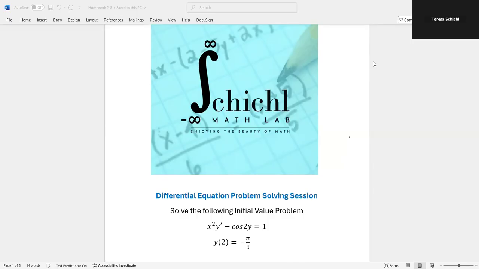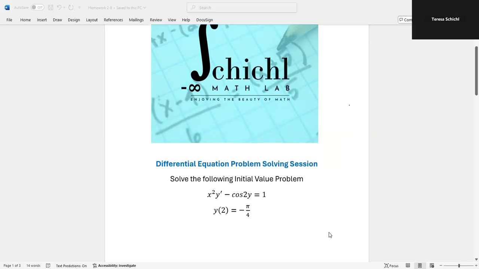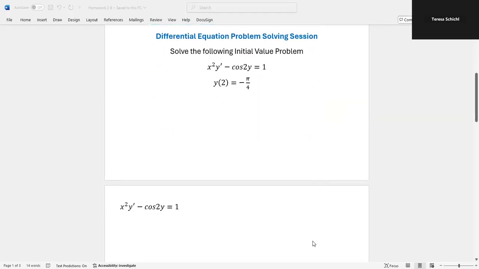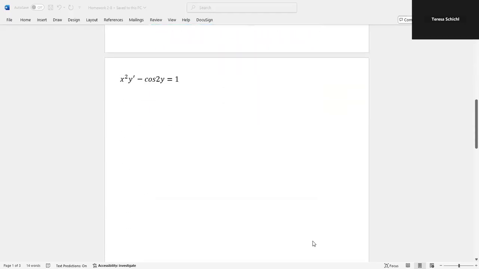All right, so during today's problem-solving session, the differential equation we are going to solve is x squared y prime minus cosine 2y equal to 1. The initial condition is y(2) equal to negative pi over 4. Okay, so let's take a look at this problem here.